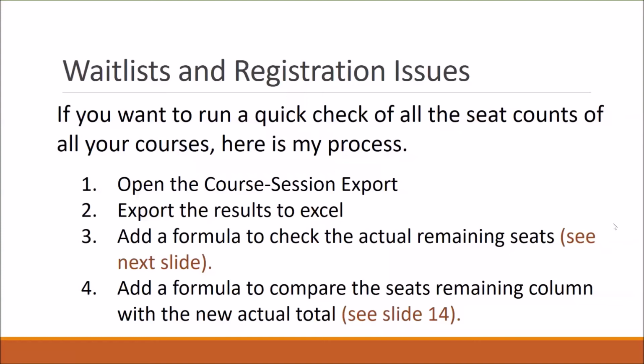I would go to the export menu and find the course session export, and I would open it and export it to Excel, or you could do it by a date range even. I think there's a date filter in there, whatever. But find the group of courses that you want to work with. And then there's a couple formulas that I like to add to my Excel file that help me kind of do the work, so to speak. And I'm going to show you those formulas on the next couple slides.